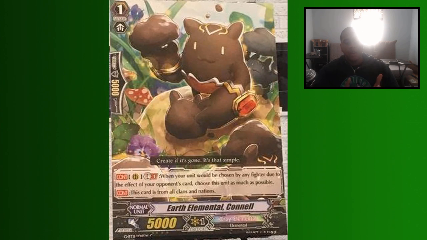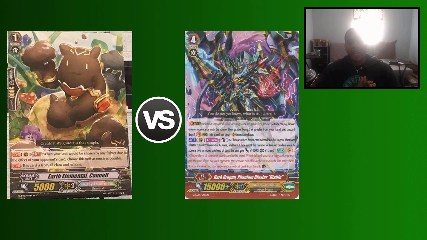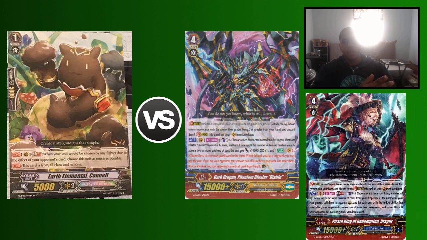So I also asked Bushiroad how Connell interacts with units that cause multi-targeting, such as Phantom Blaster Diablo and King of Redemption Dragoot, which is coming out in Rummy Labyrinth, I believe. Because the issue surrounding it was, if you have to choose Connell as much as possible, if Connell isn't retired until the resolution of the ability, does your opponent have to choose Connell twice to fulfill the condition of multi-targeting options? Or do you select Connell mandatorily and then you can select something else entirely different from there?